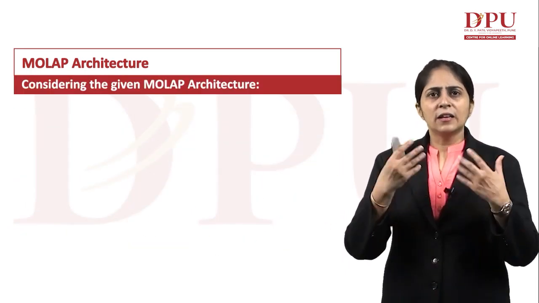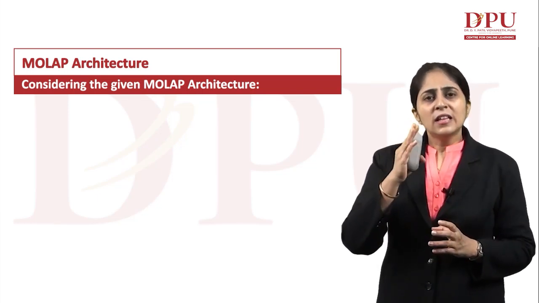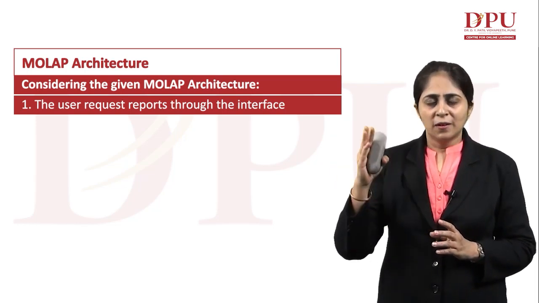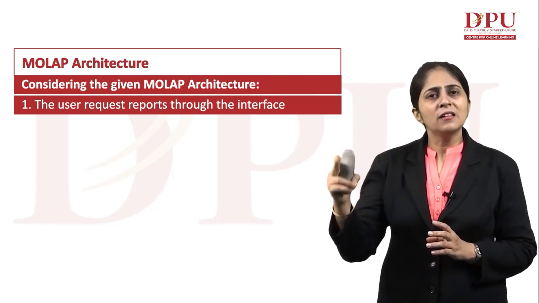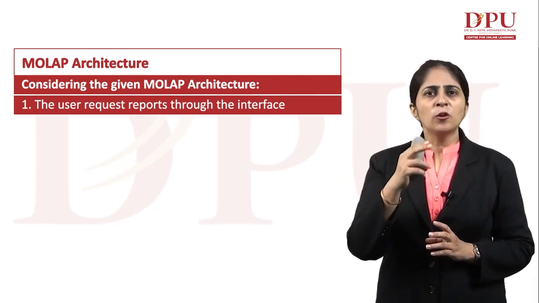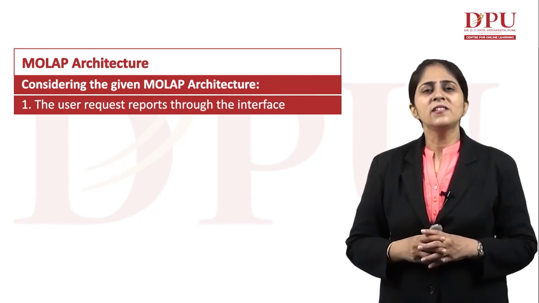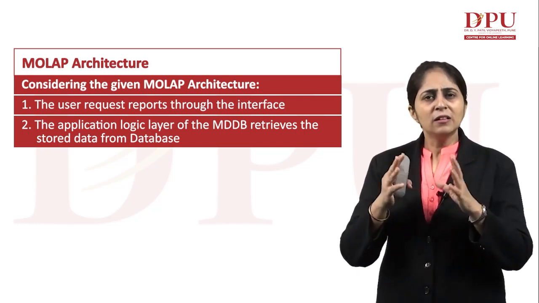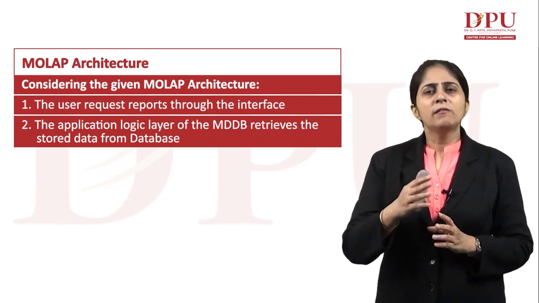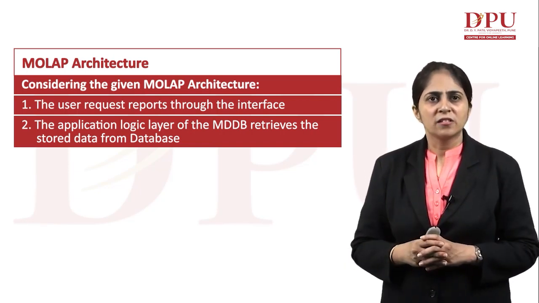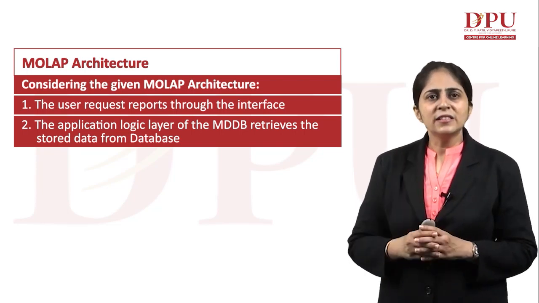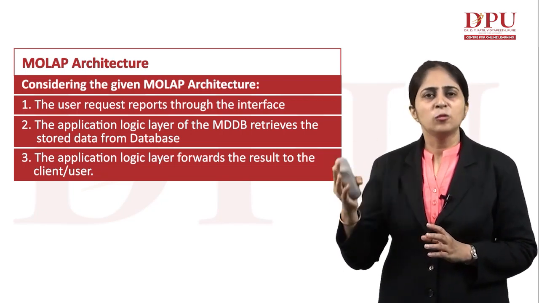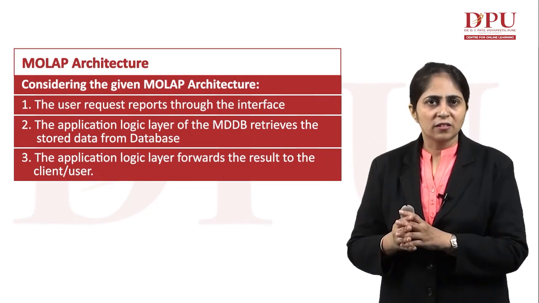Considering the given MOLAP architecture, we can say the user requests the reports through the interface initially. That is the very first step. The first step is the user who is sitting at the front end. He would request the report through the interface. The second step will be the application logic layer of the MDDB, the multidimensional database. It will retrieve the stored data from the database. The third step would be the application logic layer forwarding the result to the client and to the user.